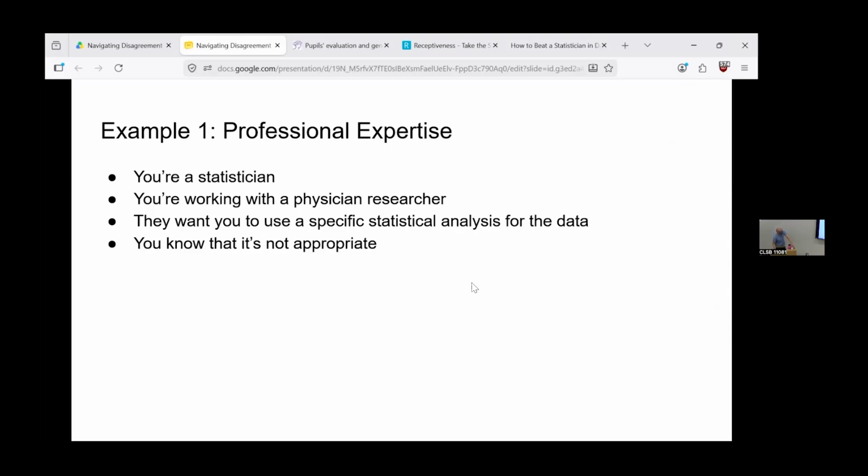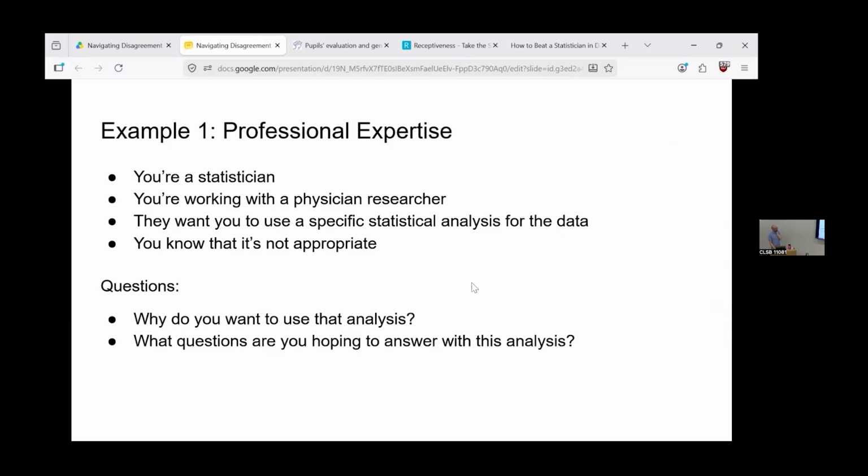Oh, I guess I did come up with some for these examples. So returning to our example 1, that's a reminder of what this example is. So why do you want to use that analysis? What questions are you hoping to answer with this analysis? Can you tell me about a time you've analyzed data like this before? So yeah, I'm not promising that these are great. They're not all good. But those are just some suggestions.